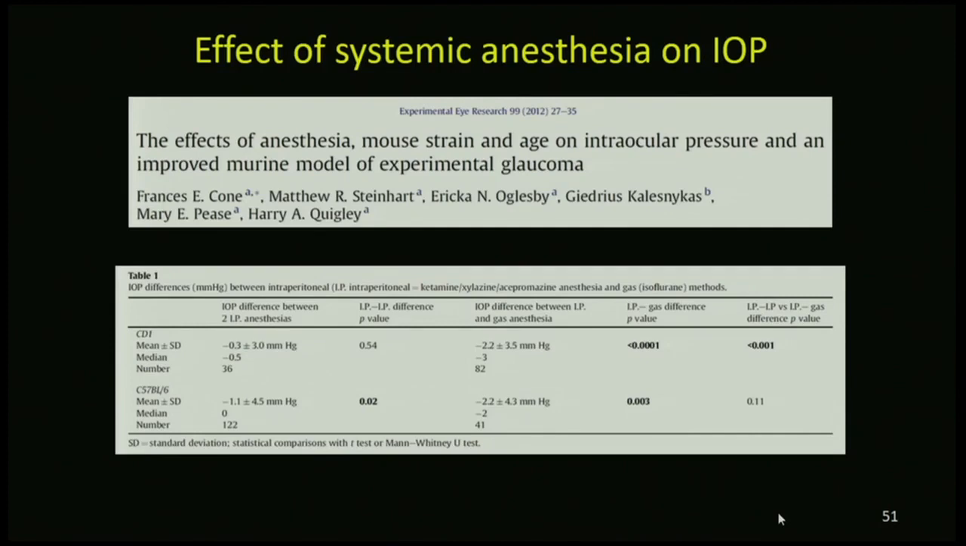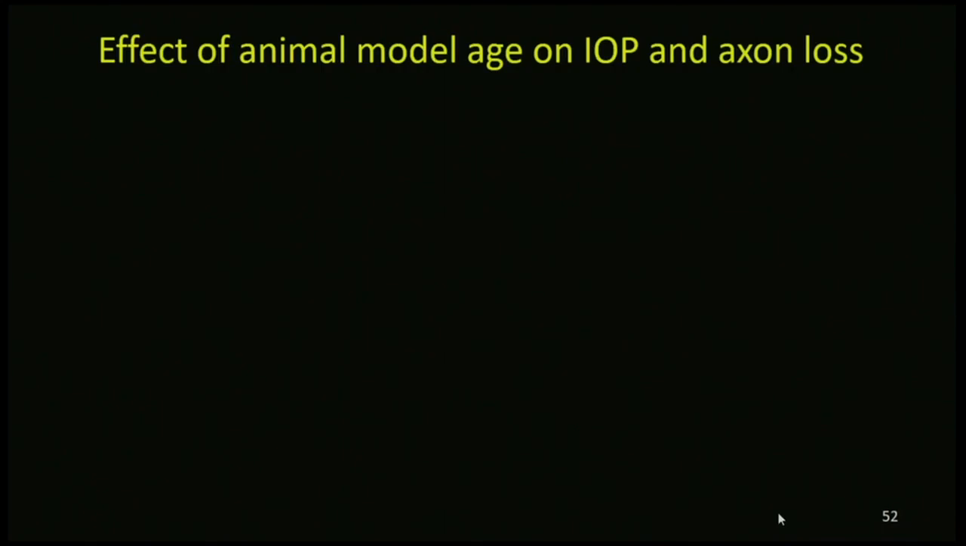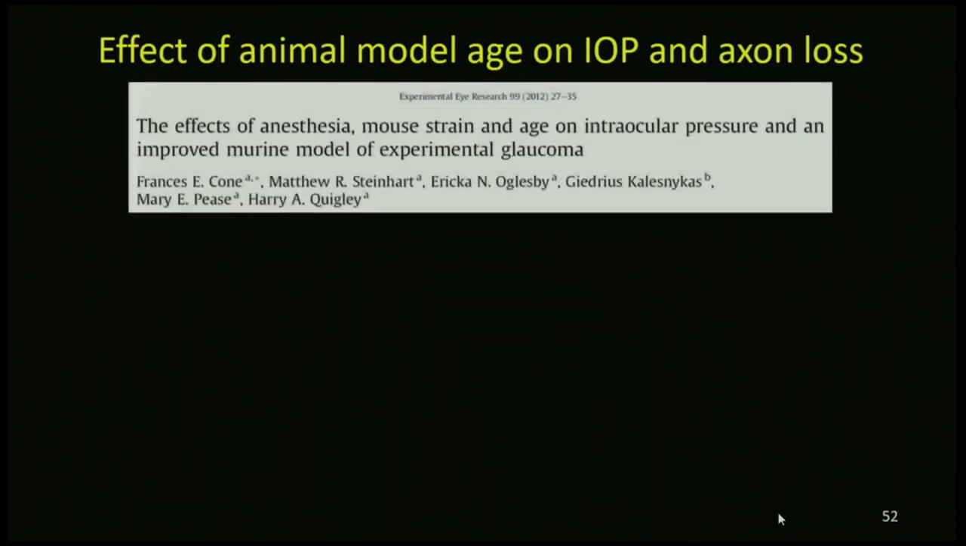So if you're constantly doing repeat anesthetics in this strain of animals, you have to be cognizant that you may get different IOPs every time. And same with the CD1 mice, they saw a significant difference of about 2 millimeters between the IP injection versus the inhaled anesthetic. And then finally, the effect of animal age on IOP and axon loss.